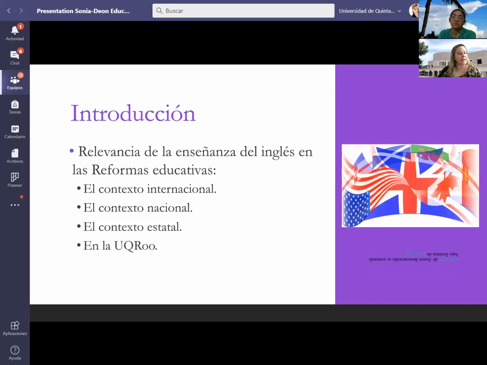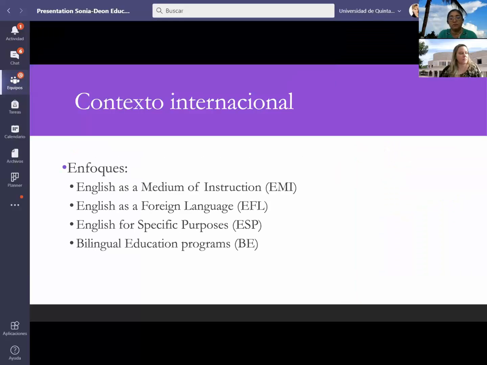universidades, escuelas públicas, etcétera. En el contexto estatal, pues sabemos también que el inglés obviamente en nuestro estado tiene gran importancia por el factor del turismo, ¿ok? Y pues particularmente en la UCRO también, todas estas políticas desde el ámbito internacional influyen en lo nacional, en lo estatal y pues obviamente en nuestra Universidad de Quintana Roo.